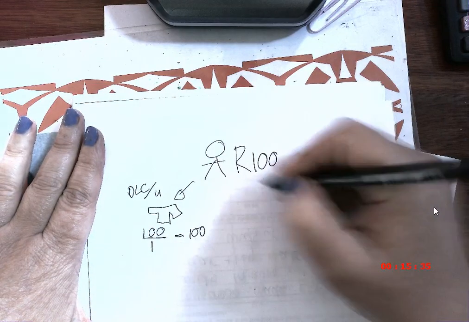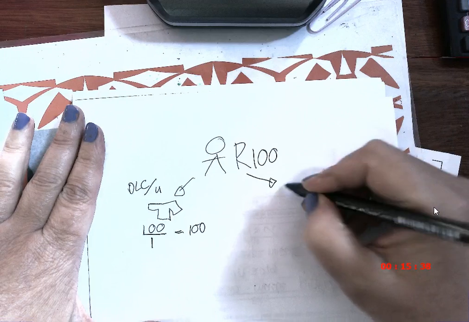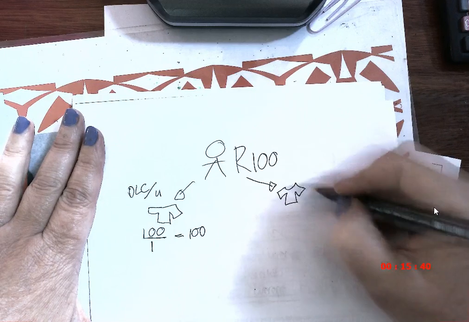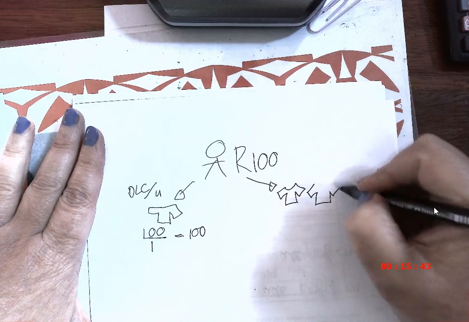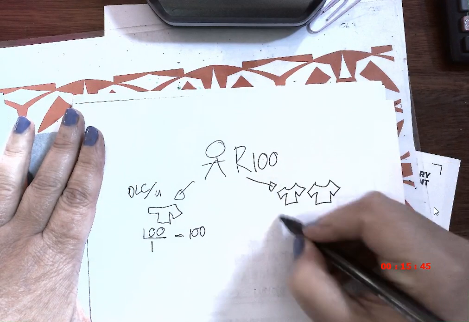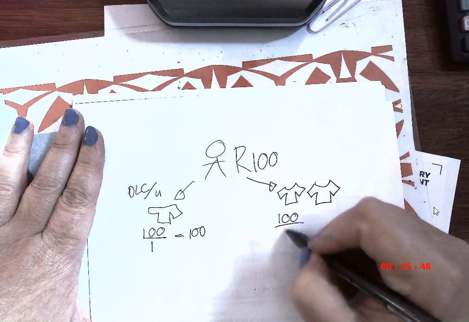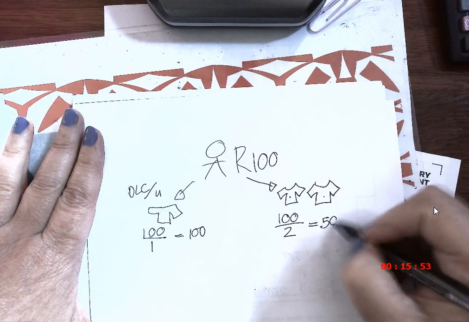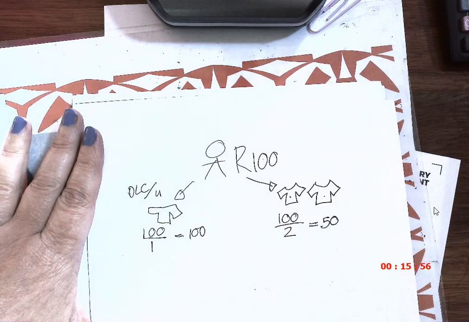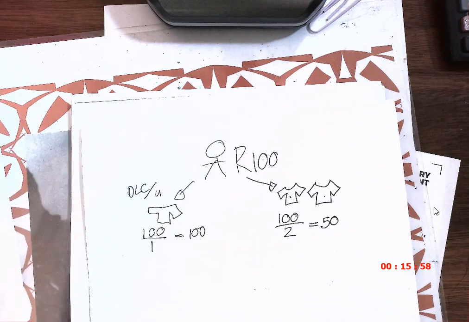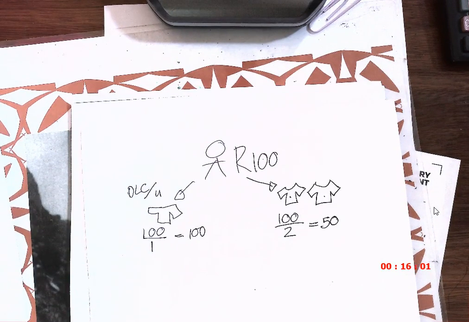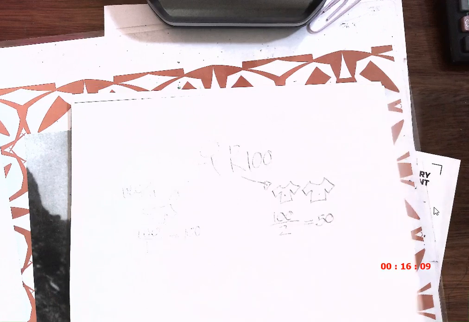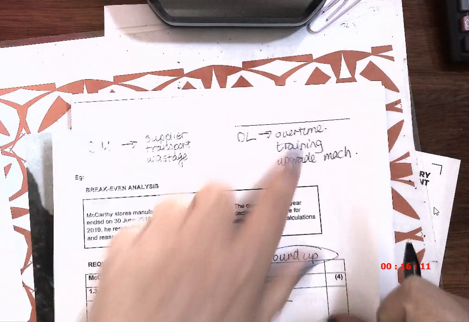Now I send her for training. So now she does 2 jerseys. I still only pay her 100. But now the unit is 2. So now each jersey cost me 50 rand. Does that make sense? You guys with me? So in other words, if I can get my workers to be more productive, the labor cost per unit will decrease.